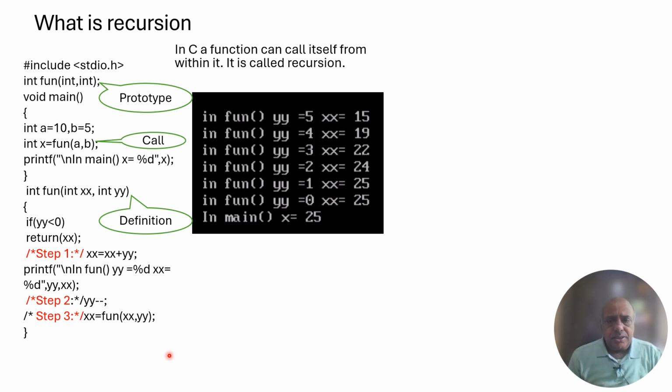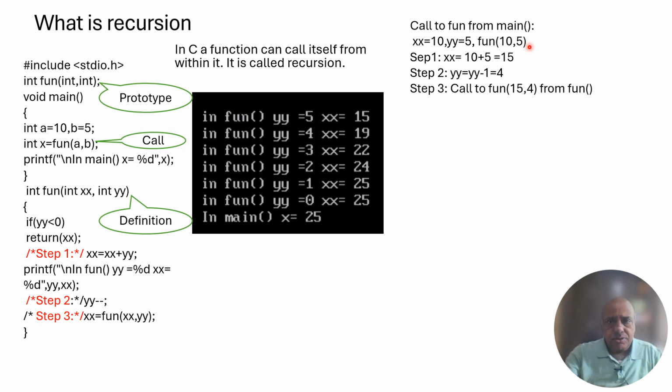Now when I ran this program, this is the screenshot. You can see the values of yy and xx changing. yy changes from 5 to 0, xx changes from 15 to 25, and this xx value 25 is returned to the main, collected by variable x in the main, and displayed by the printf statement in the main.